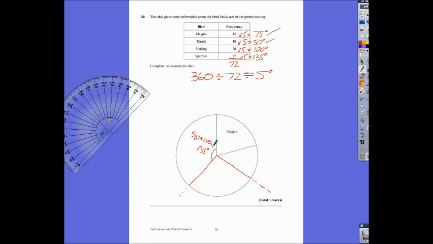Now the last mark for this question is actually for labelling it. So that 135 was the sparrow, this was the 100 degrees, which was for the starling, and that was the 50 degrees, which was for the thrush. They've given you a big clue that you've got to label it by labelling the first piece for you, alright? And that 75, we did check right at the start, was actually 75.